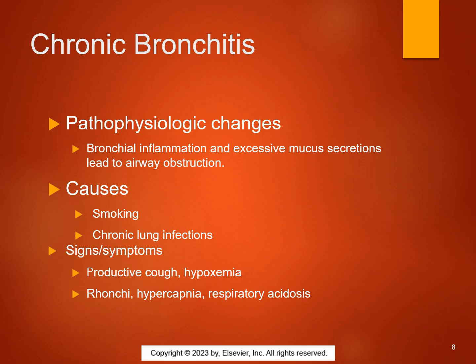So for a summary, chronic bronchitis is a COPD with mucus as the major problem. Smoking causes airway inflammation and thick secretions, leading to productive cough and airway obstruction. Patients often retain CO2, causing respiratory acidosis, and may appear cyanotic due to the chronic hypoxemia.